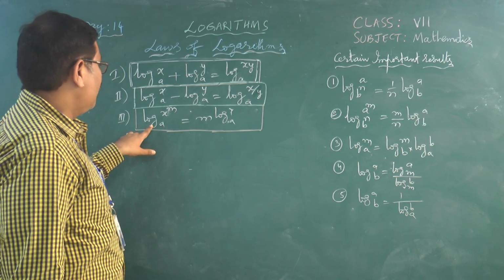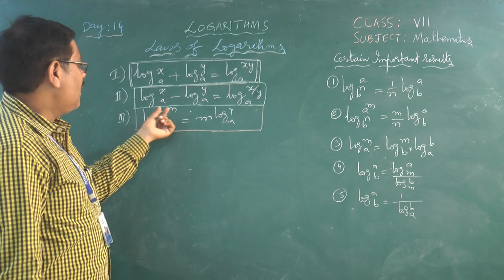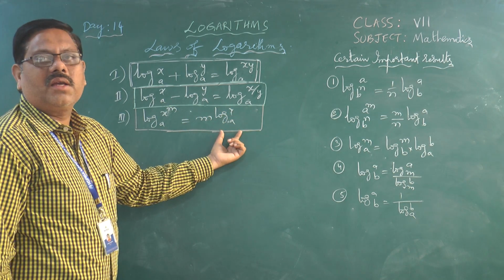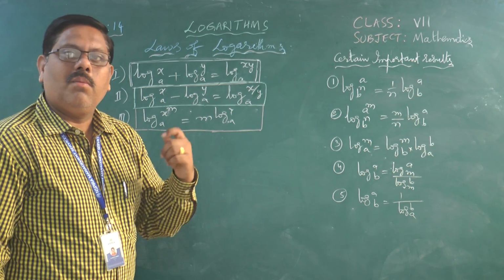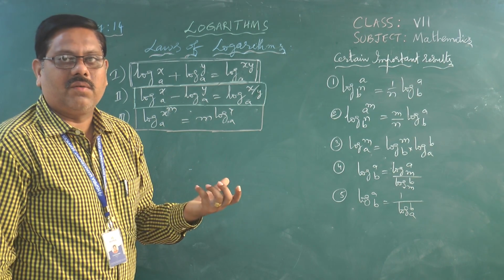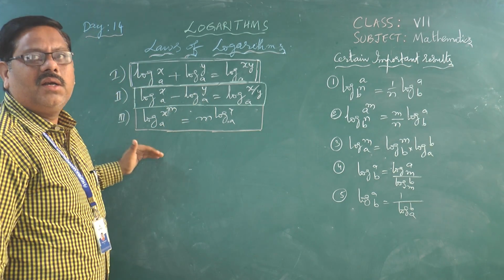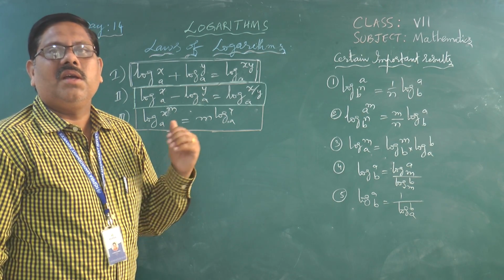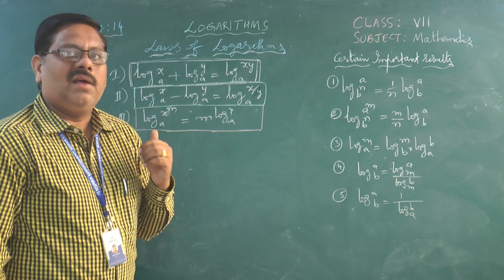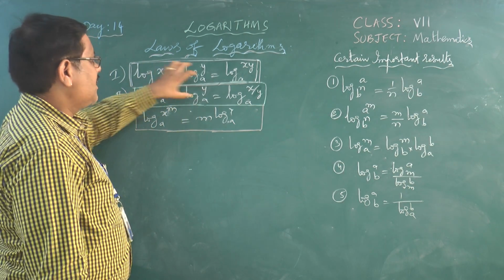Now if you look at the third one, log x to the power m to the base a is equal to m times log x to the base a. This is called as law of powers, or power law, or power rule, whatever. This is how we have three very important laws in logarithms which are very useful in solving the problems based on logarithms. Now we will brief how we got these results.